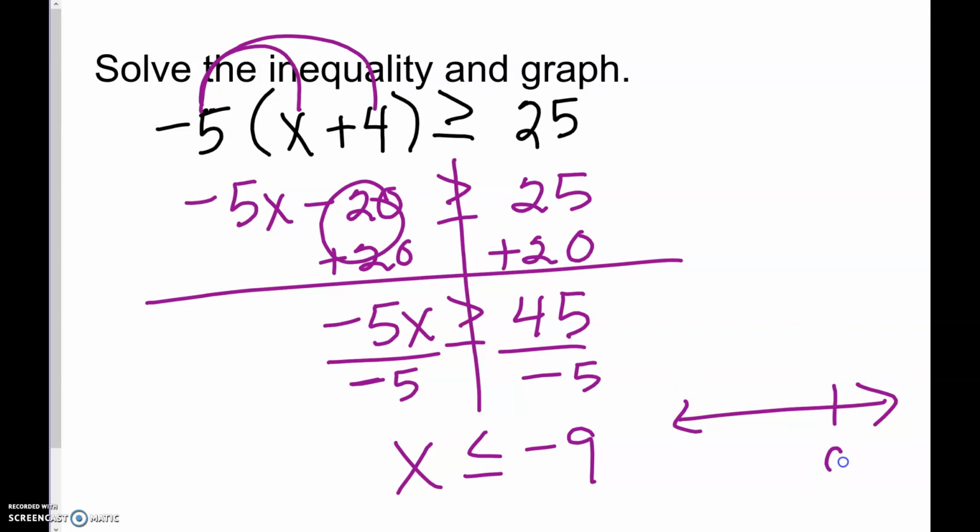So when we graph this, we have the line underneath because it's equal to. So we're going to shade this in, and we're going to graph it to the left because it says any number less than -9. Any number less than -9, so we shade to the left.